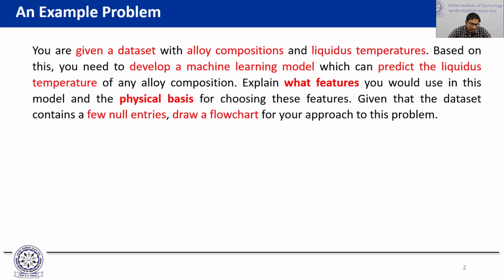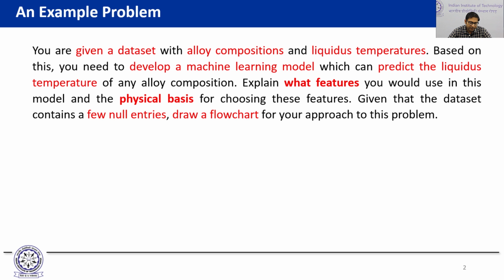So I'm just writing out the problem over here for you to see, and basically you are being given a data set with alloy compositions and liquidus temperatures. So this does not have to be a single alloy system. This can actually be quite a different bunch of alloys. So you might be having something in the copper nickel domain, you might be having something in nickel silicon, you could be having silicon germanium, whatever it is.